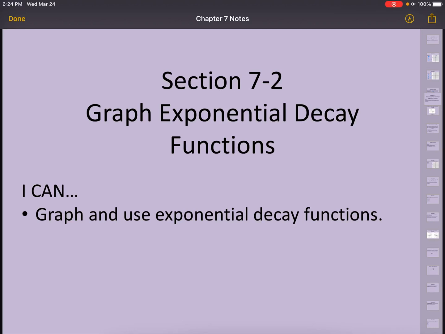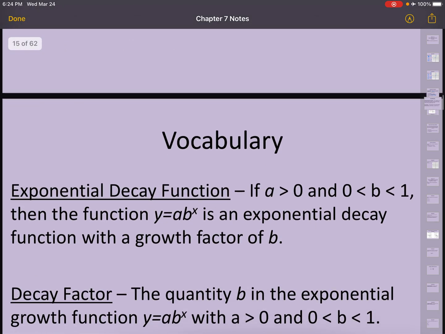Okay, everyone, this is section 7.2. In this section, our goal is to be able to graph and use exponential decay functions.